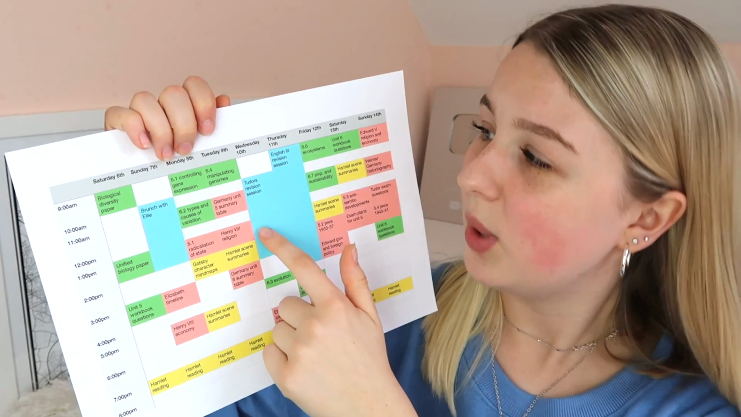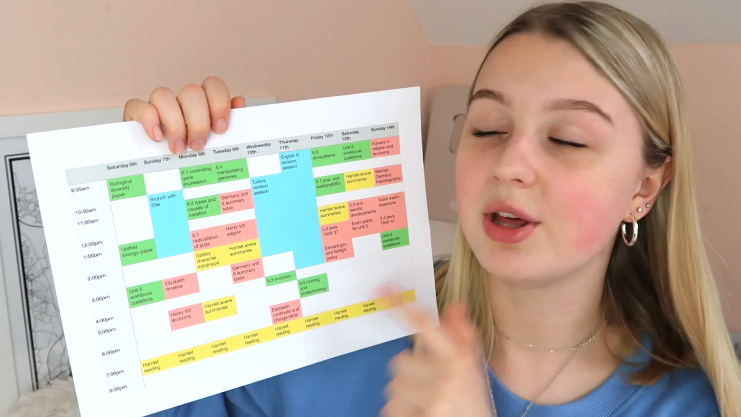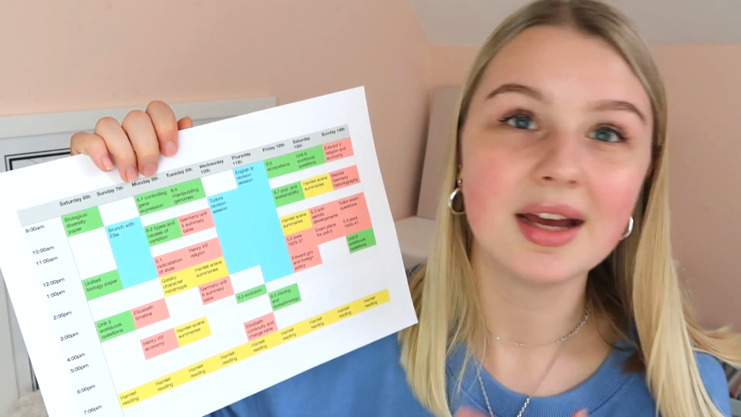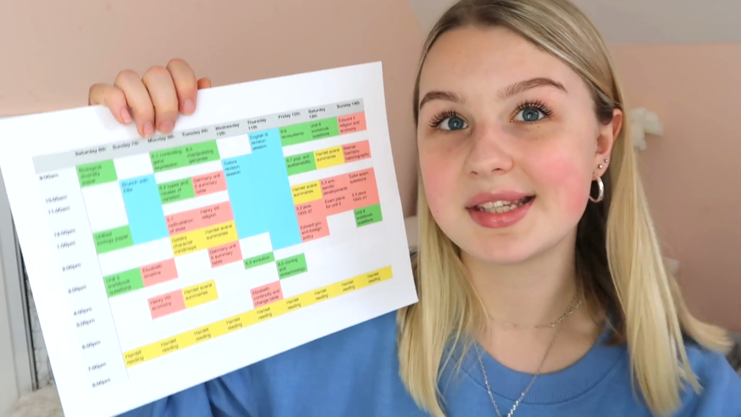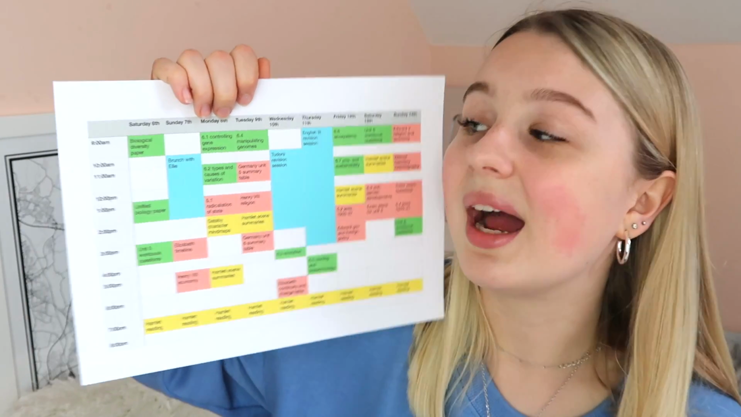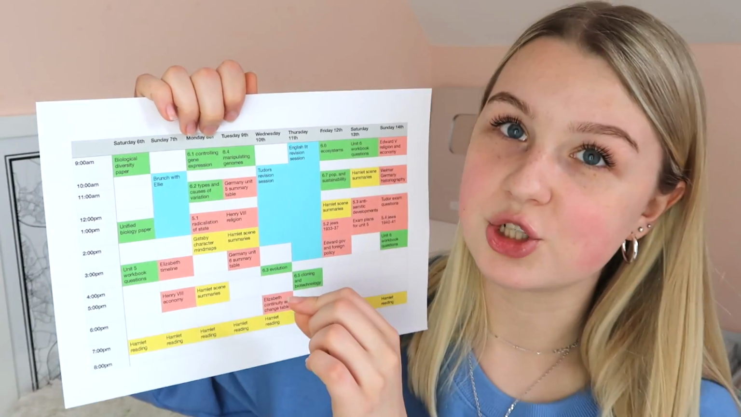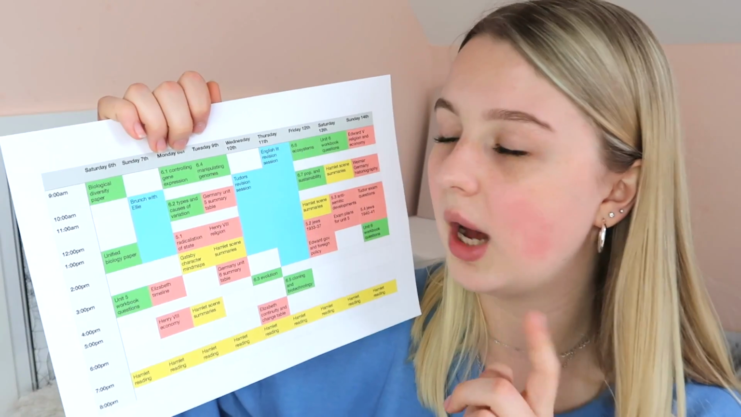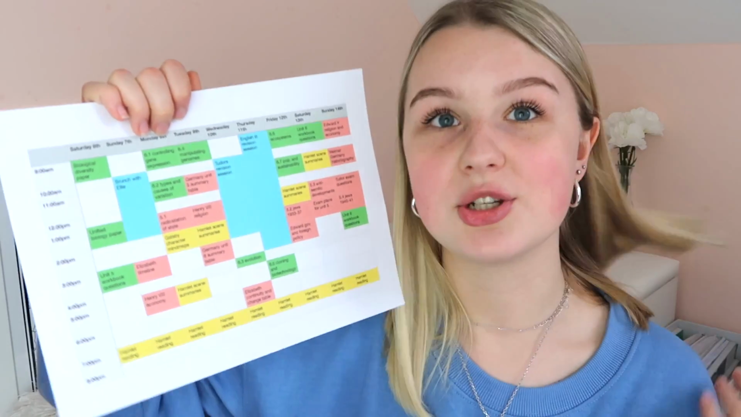And then on Wednesday and Thursday I have revision sessions at school, so I've also blocked those out on my timetable, because obviously that is revision, but I can't be doing extra stuff at that time, if that makes sense. So with the rest of the blocks I have colour coded them too, and green is for biology, pink is for history, and yellow is for English literature.